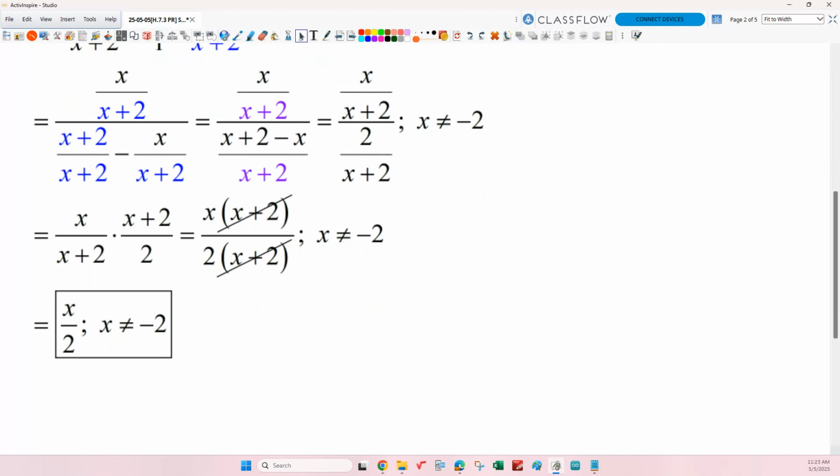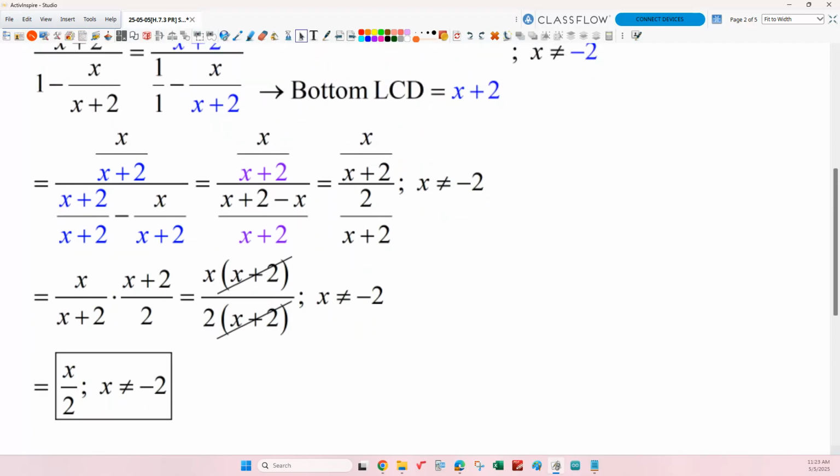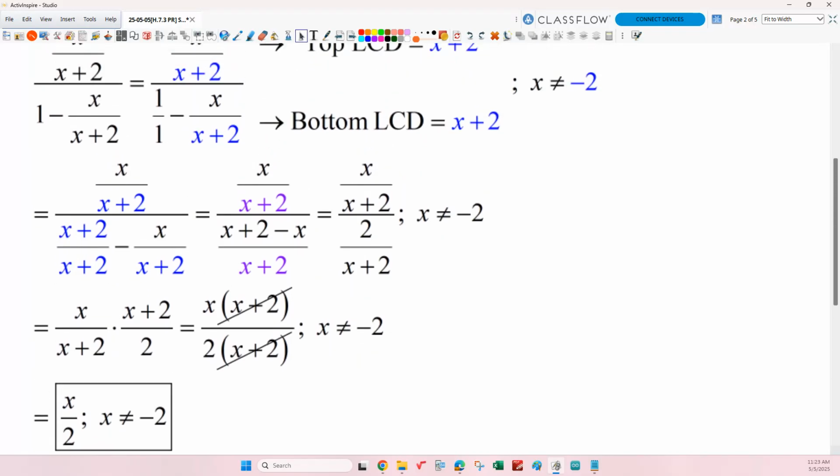Where did the negative 2 come from? Because we can't have a 0 in the denominator. Have you done 4 divided by 0, or some number divided by 0, in your calculator before? What do you get? You get a syntax error, undefined. So we can't have a 0 in the denominator. That's why we get this excluded value.